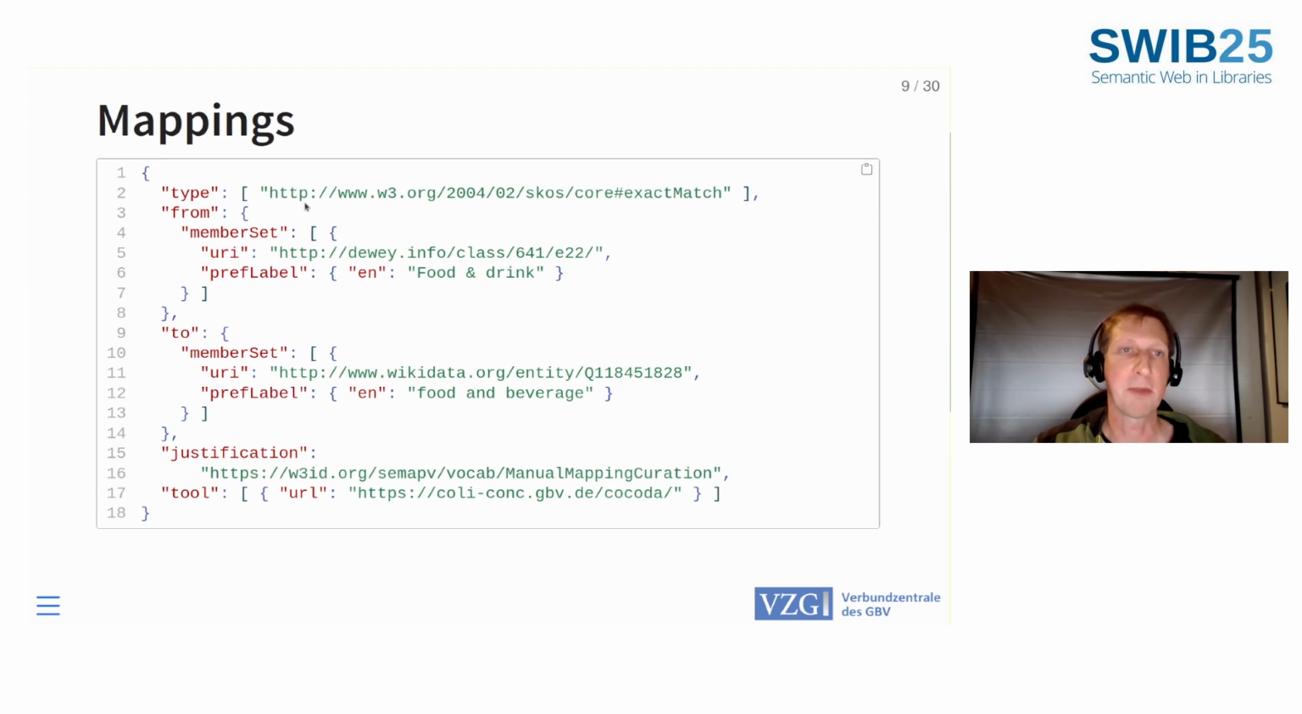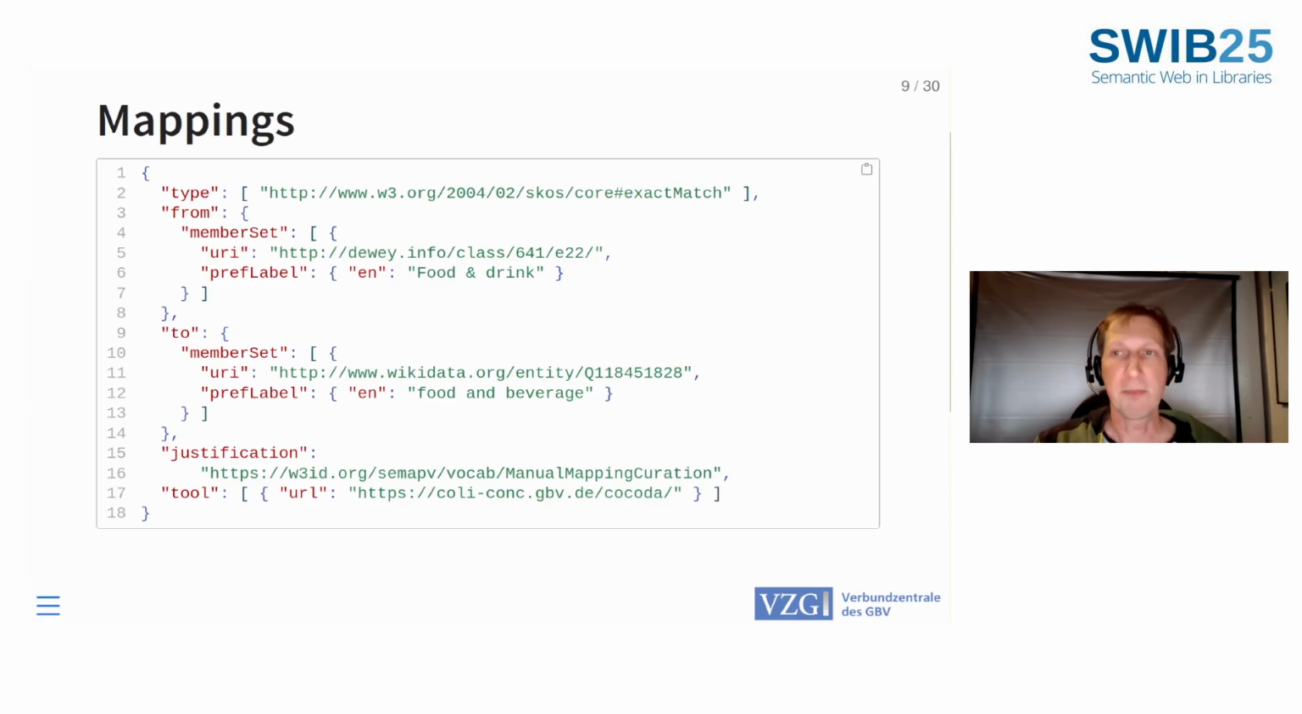Or here, this mapping states it's exactly the same, and we can store a lot of additional metadata, like a justification, why, who created this mapping, was it created manually or by some algorithm, and which tool was used to do so. For instance, here in this example, the tool is referenced as the Cocoda web application, but there can be a lot more metadata, and all this metadata about mappings was not defined before in the SKOS format.